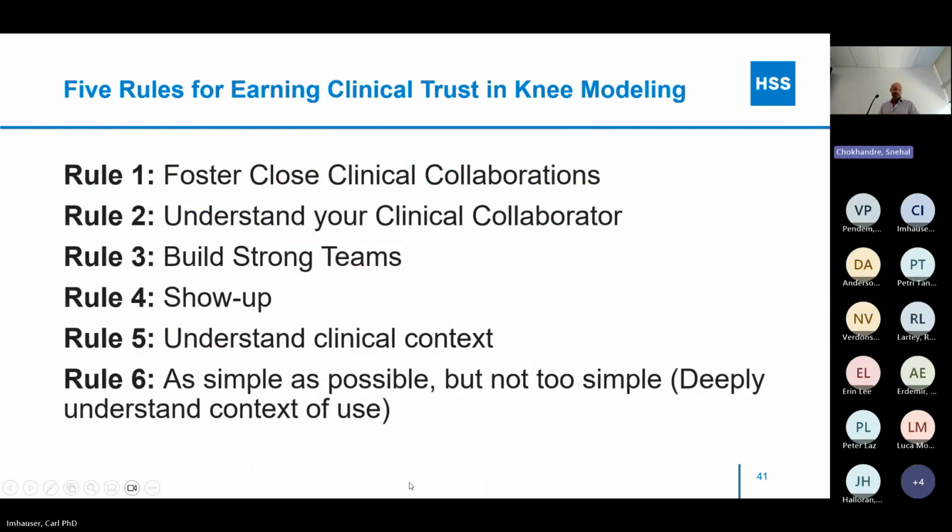So to summarize, our 6 rules for earning clinical trust in knee modeling: 1, foster close clinical collaborations; 2, understand your clinical collaborator; 3, build strong teams; 4, show up; 5, understand that clinical context; and 6, be as simple as possible, but not too simple.